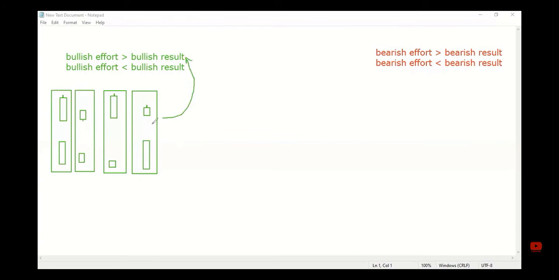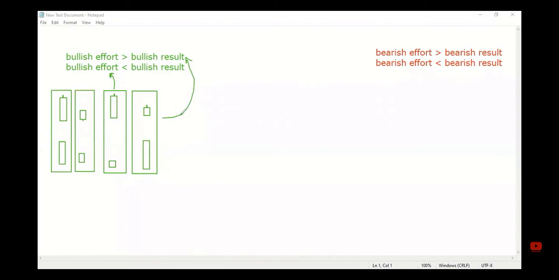first term, and second term, bullish effort is less. That means effort means volume, bullish volume less here, than the bullish result. Bullish result, that means candlestick large here, and effort, that means volume low here. So this one is the second rule for this situation.